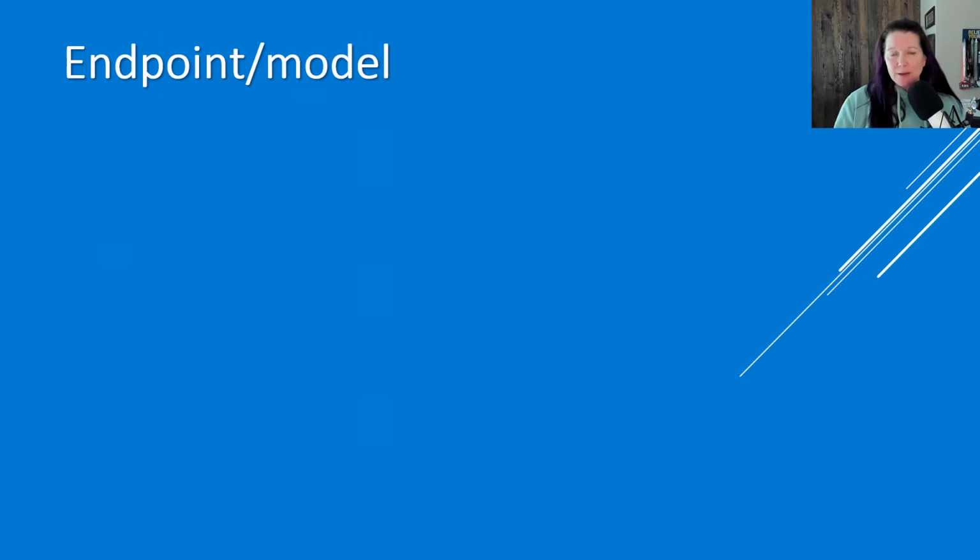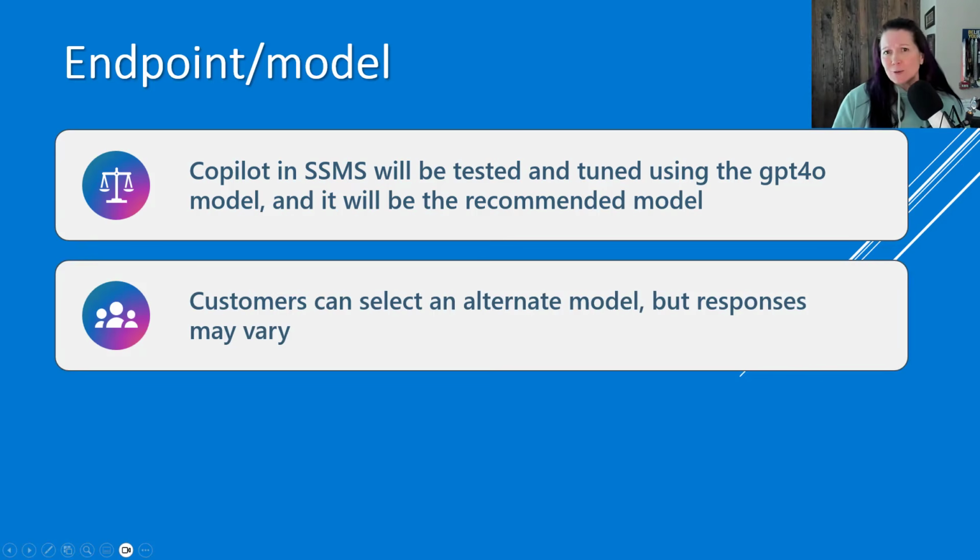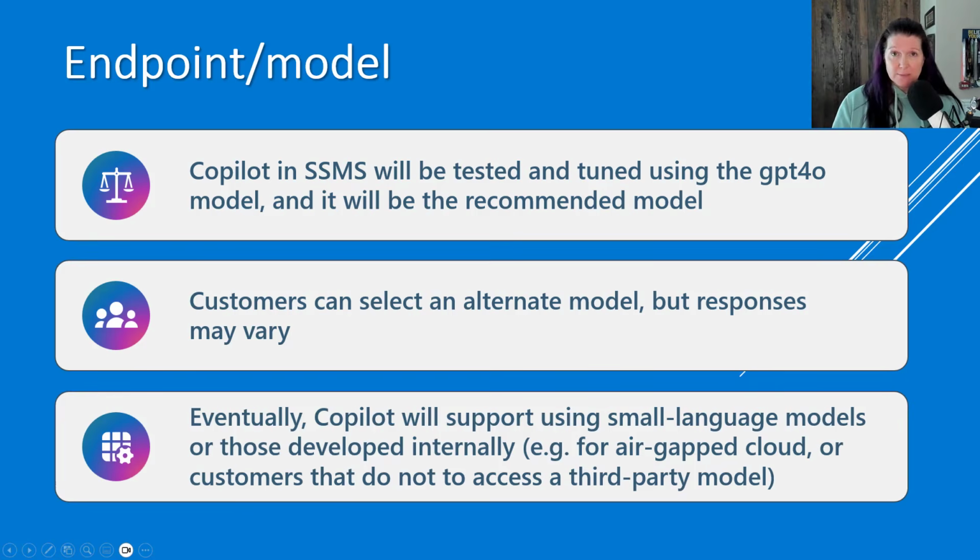Now, the endpoint model that I mentioned, Copilot in SSMS is being tested and tuned against the GPT-4o model. The thing with Azure OpenAI is that you can select whatever model you want. The thing is that the responses may vary if you select something other than GPT-4o, because that's the one that we're working against. We need something that's consistent, and therefore that's the model that we're going to recommend.